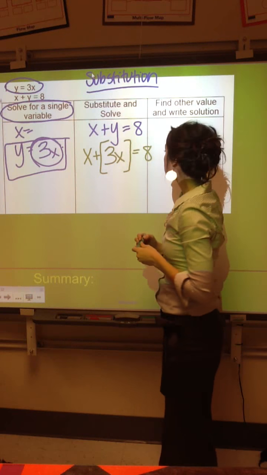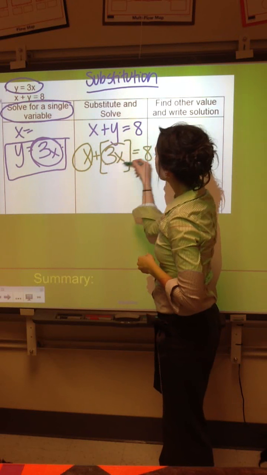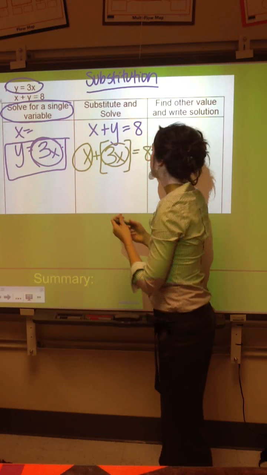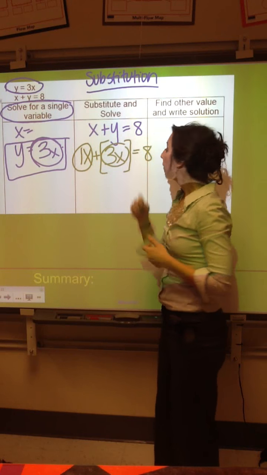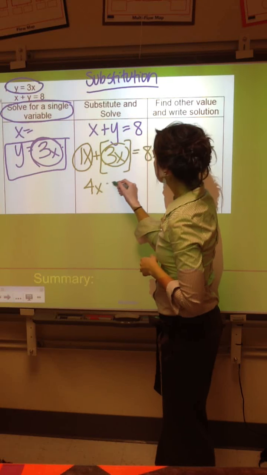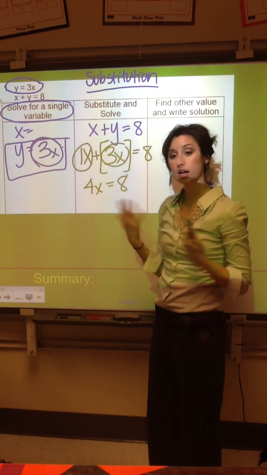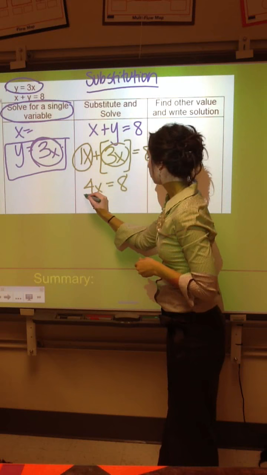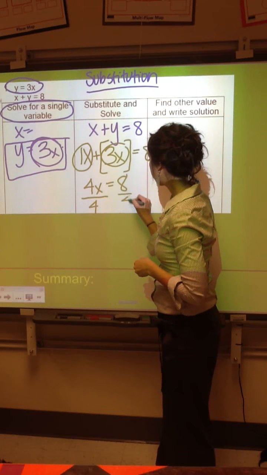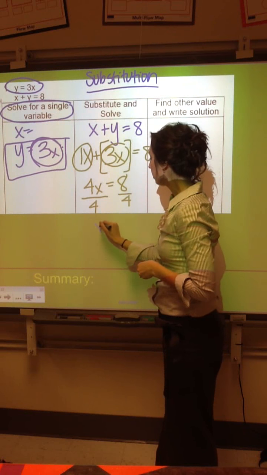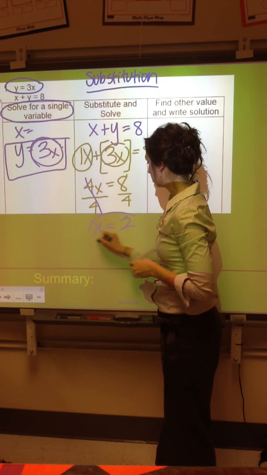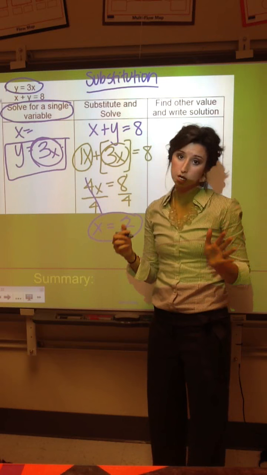And the reason why that's important is because aren't these two friends? If they're friends, what can I do to them? Combine. So 1x plus 3x. This is easy stuff now. 1 plus 3 is 4x equals 8. How do I get x by itself? 4 times x, which means I have to divide. Divide by 4, divide by 4. So now, x equals 8 divided by 4, which is 2. Was that easy? But we're not quite finished.